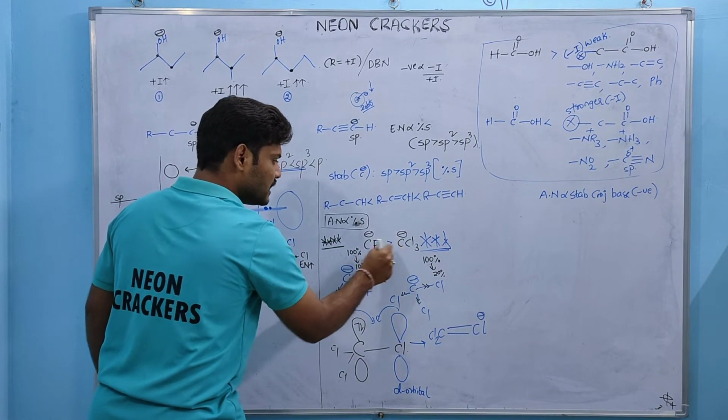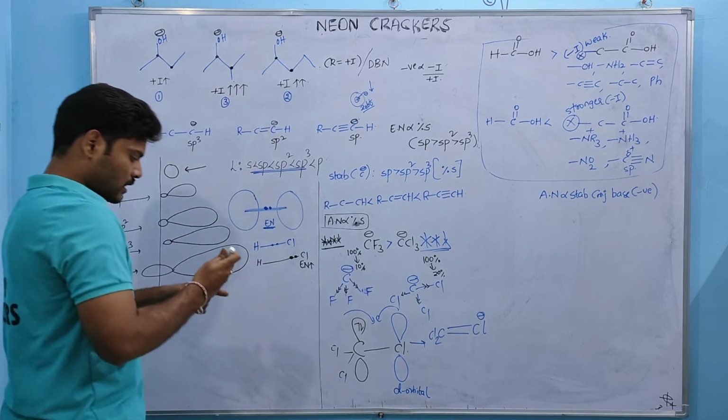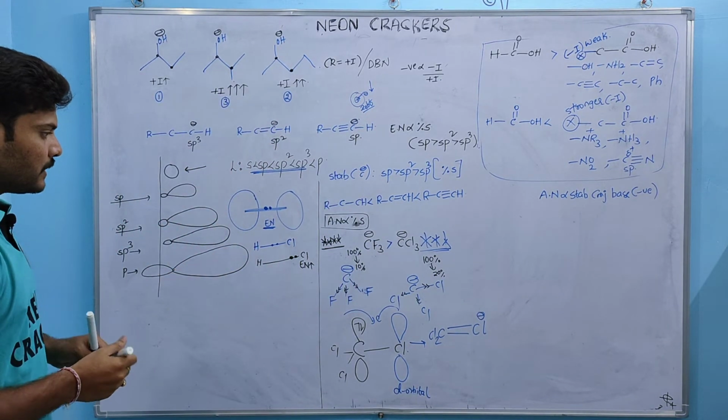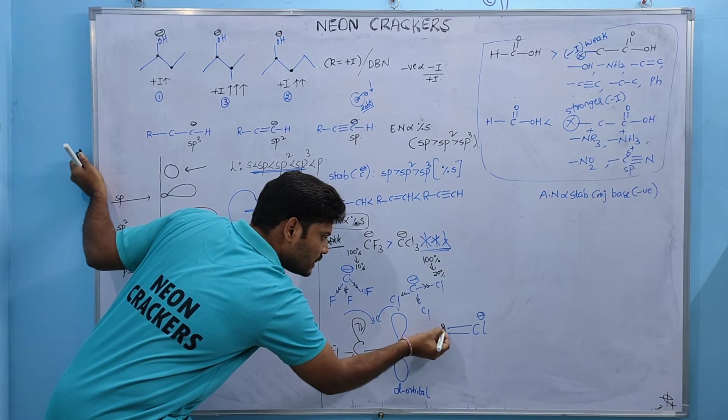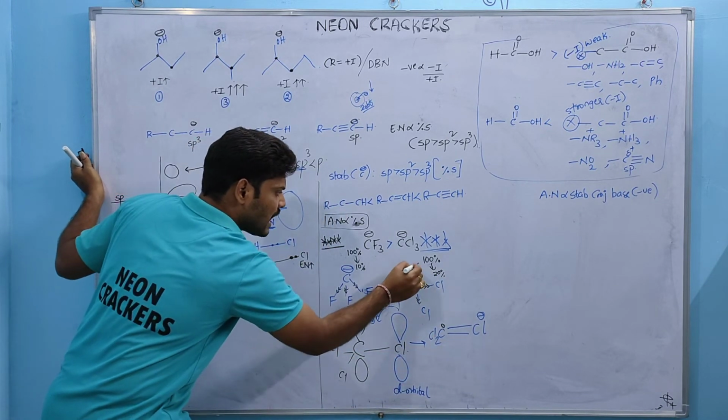Stability of carbon intermediate. Now check it. What happened here? What is the charge of this carbon? It is 0. This is, of course, the I effect limit.